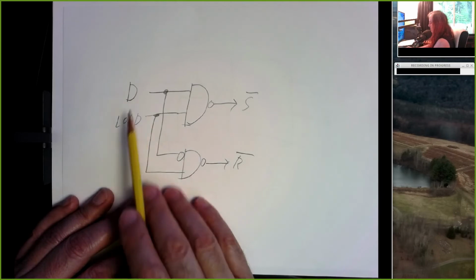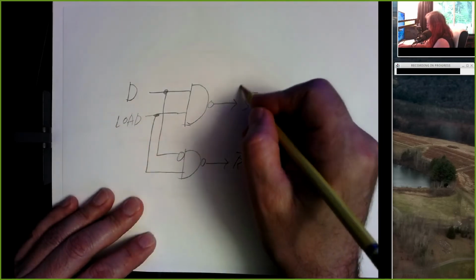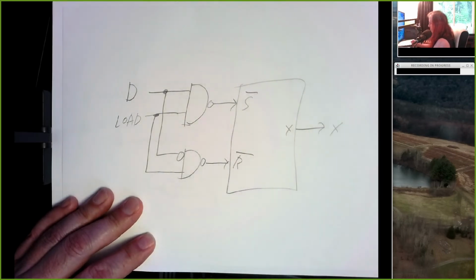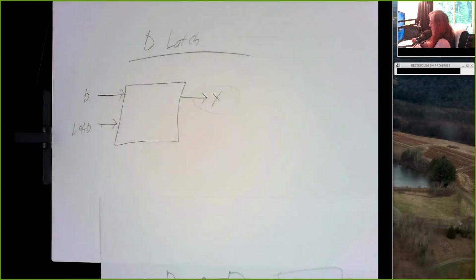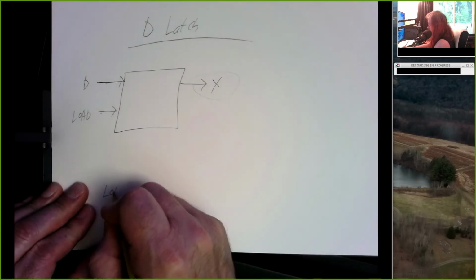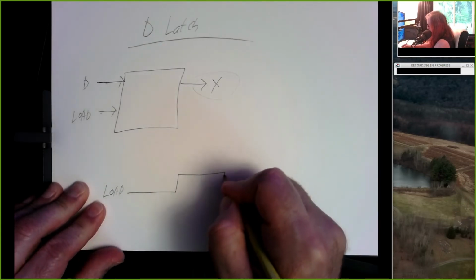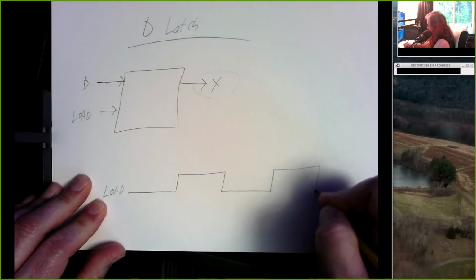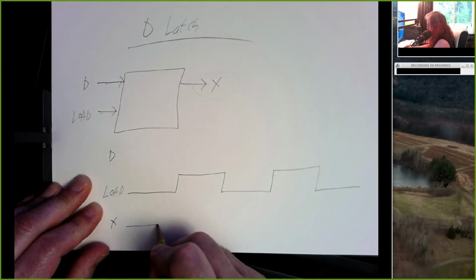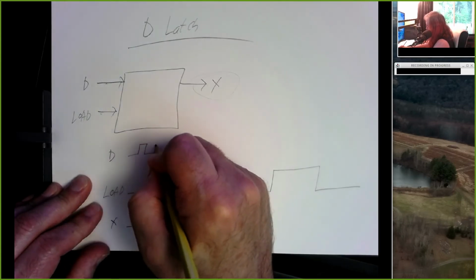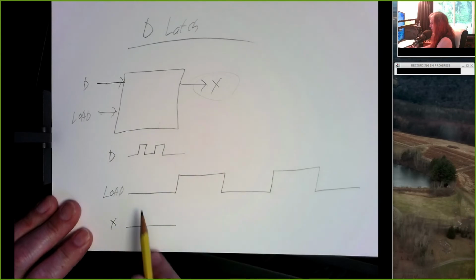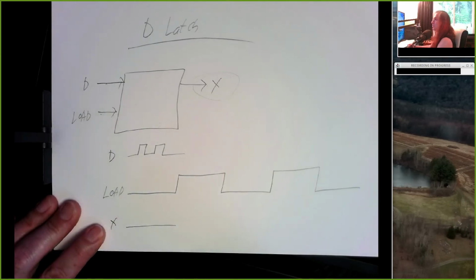And if we take our D and load inputs here and feed those into the S and R inputs of a latch, and then generate the output here, now we've got this D latch. And a timing diagram might look like this. So let's suppose that our output just happens to be low to begin with. And our D input could go high, could go low, could be doing any number of things, has no effect on the output. Right? If the load line is low, the output is just whatever it was before.